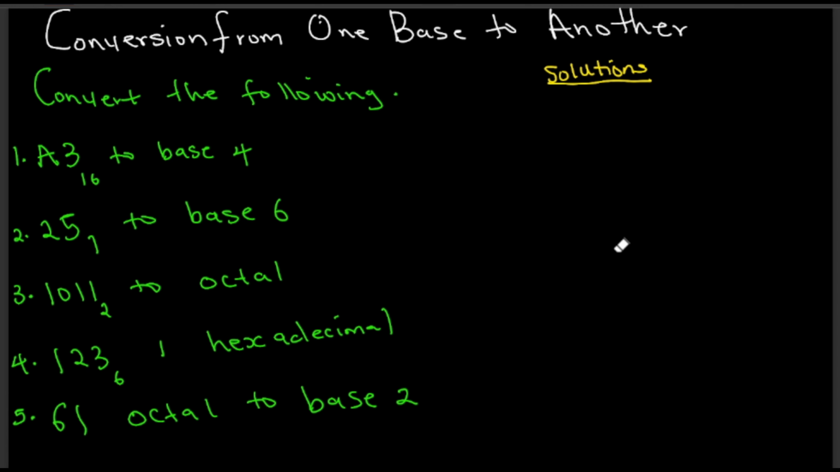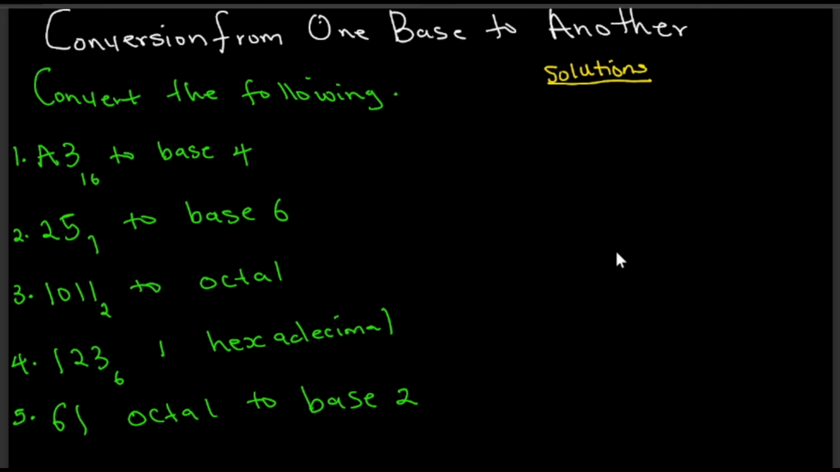So for number 1, we have A3 base 16 to base 4, right? Another question is, why is there an A? We're supposed to convert numbers, so why is there a letter there? This is the reason. In the number base system, A3 is hexadecimal, right? Hexadecimal is base 16.